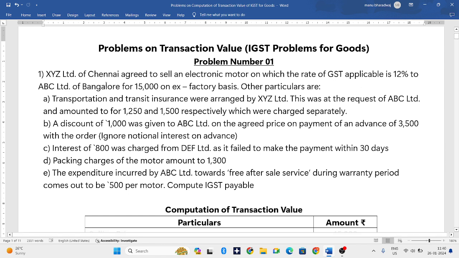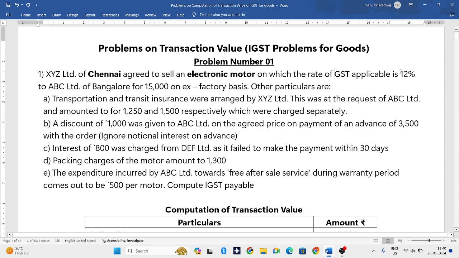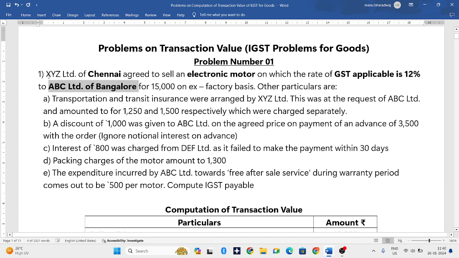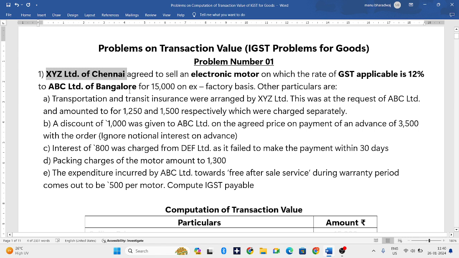XYZ Limited of Chennai, so very important, place becomes very important now, agreed to sell an electronic motor on which rate of GST applicable. So it is selling electronic motor. On that GST applicable is 12% to ABC Limited of Bangalore. So Chennai and Bangalore are between two different states. So here transaction is taking place between two different states. So when it is taking between two different states, we will levy IGST.